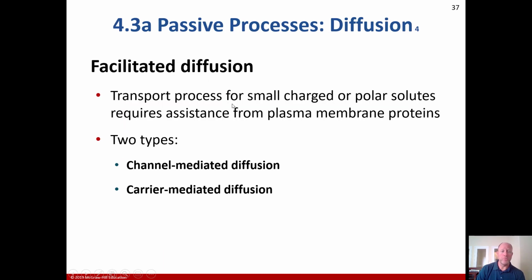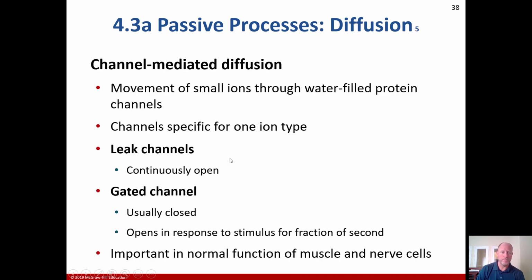Facilitated diffusion is a transport process for small charged or polar solutes, and it requires assistance from the plasma membrane proteins. We have two types: channel-mediated diffusion and carrier-mediated diffusion. In channel-mediated diffusion, small ions move through water-filled protein channels. Channels are specific for one ion type. Only one ion is going to be able to move through that channel.